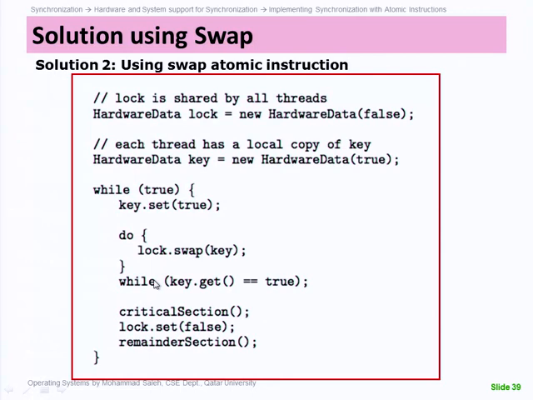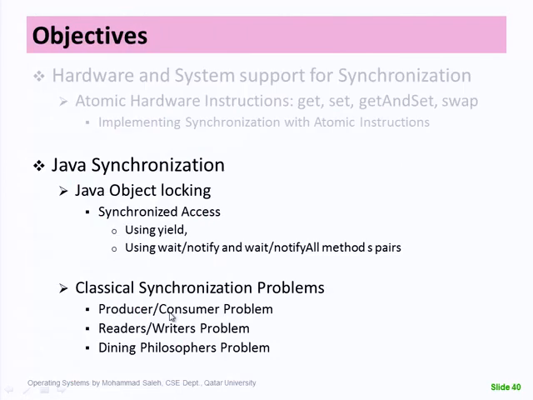So if it was available, what you will get after the swap, the value in key is false. False, we will go out of the while loop, and then you enter the critical section. The calling thread can enter the critical section. So this is the logic of using what? Swap, an atomic instruction, to implement a locking mechanism. Clear? Okay.